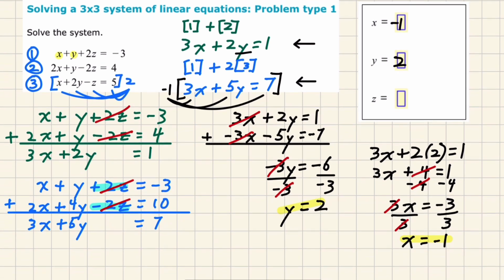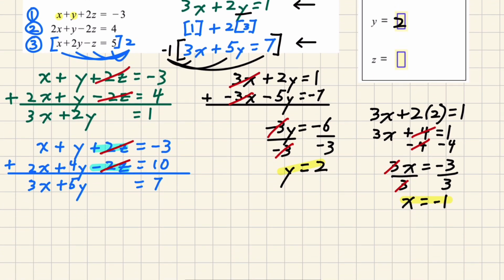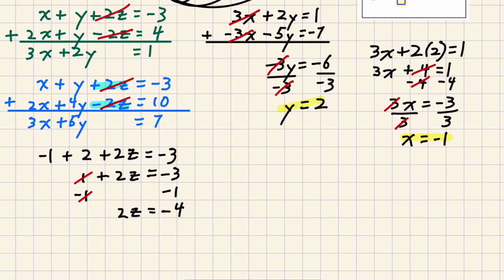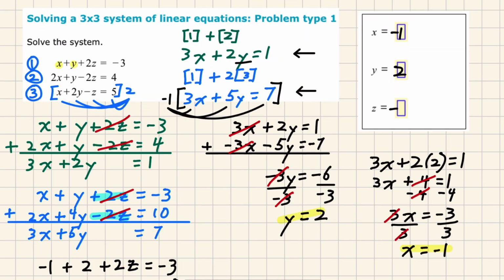Replacing the x and y, we would have x we now know is negative 1, plus y, which we now know is 2, plus 2 times z equals minus 3. Solving here, negative 1 plus 2 is 1. Isolating the z, we would subtract over the 1, giving me a 2z equals negative 3 minus 1, a negative 4. And solving for z by dividing the 2 on both sides gives me z equals a minus 2. So we've now identified all 3. Z is minus 2. We've solved for the system of linear equations.